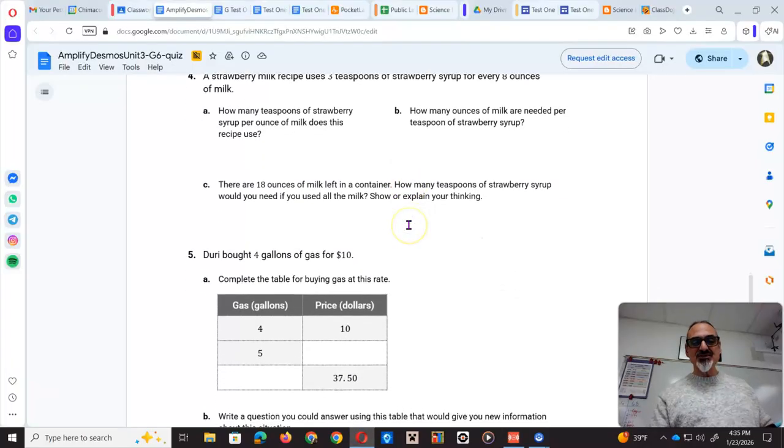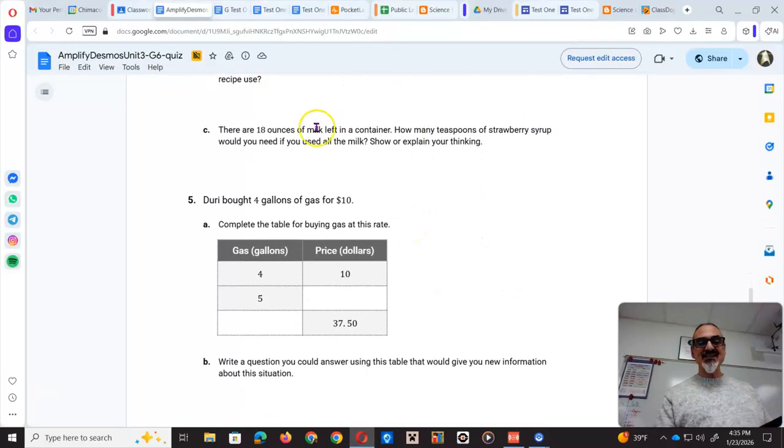Where the problem started coming in is with part C right here. So I'm going to move this up and figure that one out. Let me erase some of this.